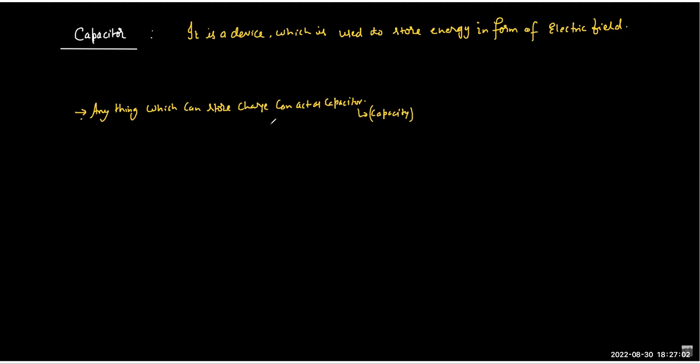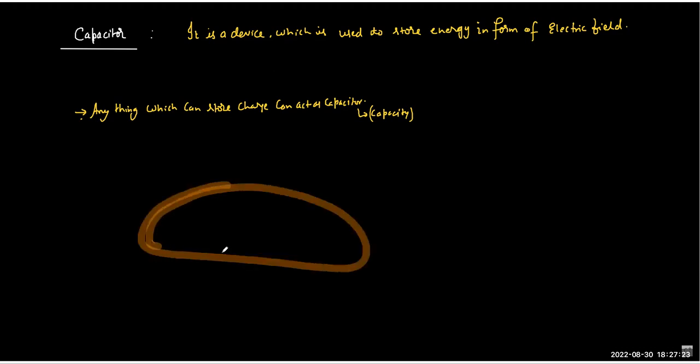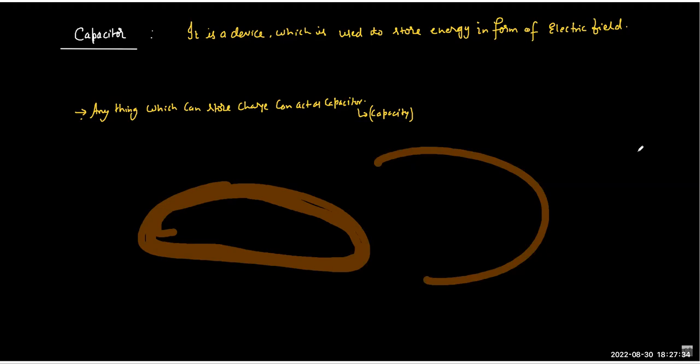So anything which can store charge can act as a capacitor. Capacitor doesn't come in a particular shape. Of course, we do create shapes for our own convenience. It doesn't mean that capacitor will only have those looks which you permit. Okay. Any look is a capacitor. So if I just randomly draw any shape, and if it can store some charge, I can say this is a capacitor. This is a conductor of some random shape. This is a capacitor. Okay.